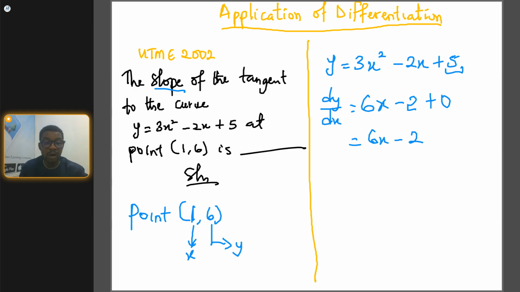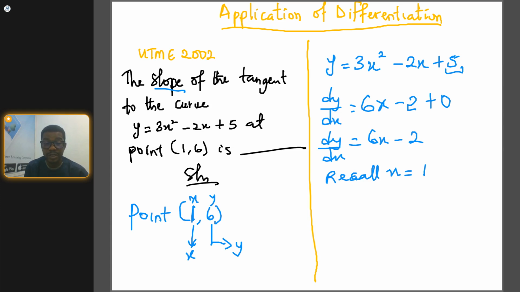Now the slope of this curve at point 1, 6, that is the dy/dx of the curve when x equals 1. From this expression, x equals 1. Recall that x equals 1 because what we have here is x and this is y. So x equals 1.